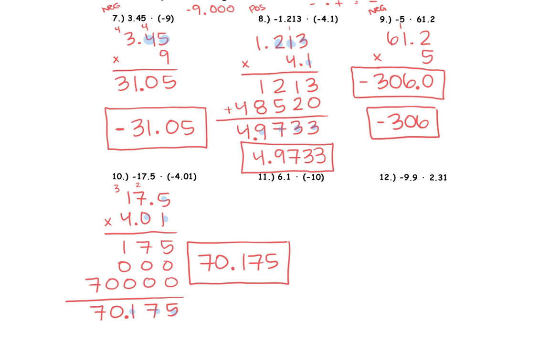All right, then as you look down at number 10, the first thing you should notice is that you have a negative times a negative. And so we know right off the bat that my answer is going to be positive there. And so when I multiply those, there's a whole lot of zeros there as you're multiplying, but you should get 70 and 175 thousandths, or 70.175, because what you should notice is there's 3 digits behind in the problem, and so therefore you need 3 digits behind in your answer.